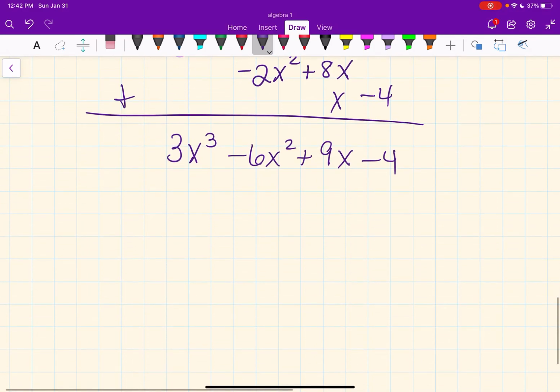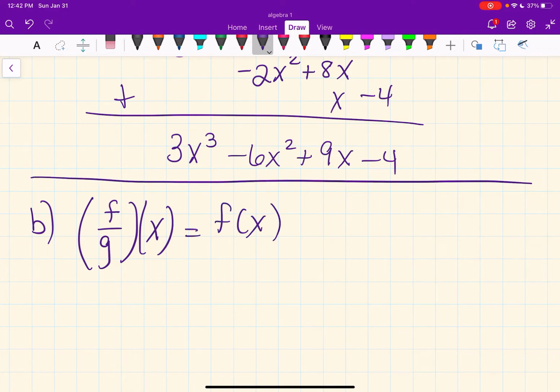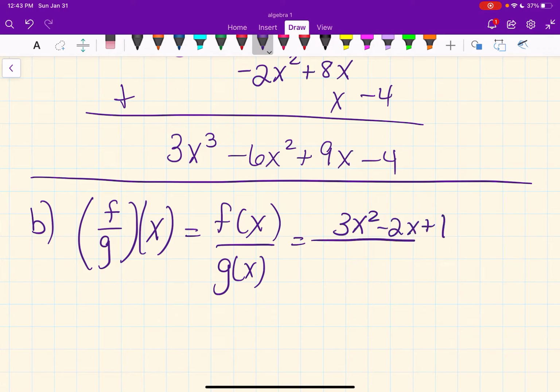Now, B is actually the easiest. There's just one little piece to be careful with. F divided by g of x is really just f of x over g of x. Let me draw a line between these two. Well, f of x is 3x squared minus 2x plus 1. G of x is x minus 4. That's really all you need to do as far as the division. What you have to make sure you say is make sure that this bottom number doesn't go to 0. So what number for x would make that bottom part 0?